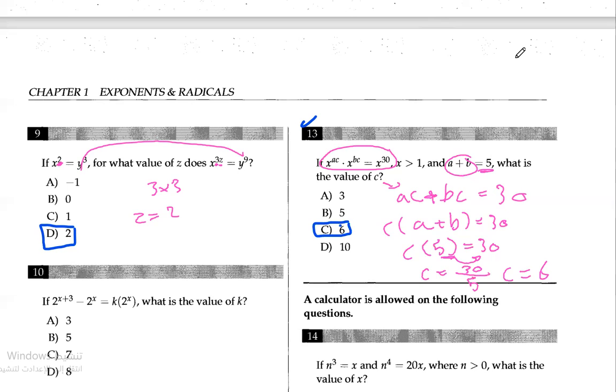Okay, for the first thing, we see 2 to the power x plus 3, we're going to separate that. So it's going to be 2 to the power x multiplied by 2 cubed, take a common factor. Good. Okay, minus 2 to the power x. I'm going to erase this. Equals k multiplied by 2 to the power x.